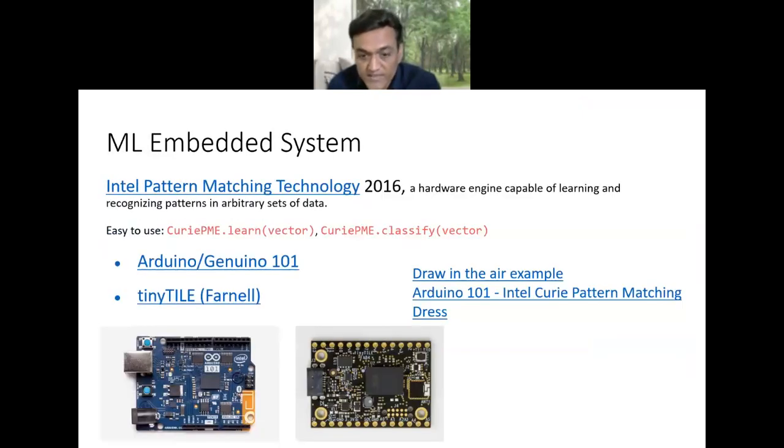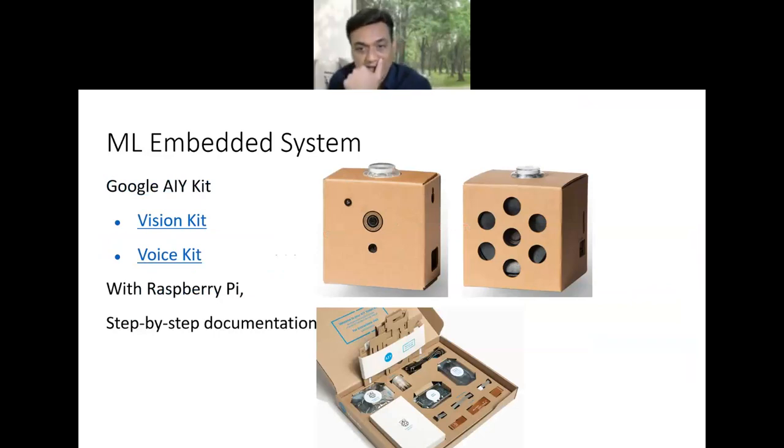Then these are some of the ready-made kits available by Google. In Amazon, it is available. It is good for your engineering students or science students or electronics students. Vision kit and voice kit. It comes with a Raspberry Pi inbuilt by default. In the box, it comes with a loudspeaker and microphone.